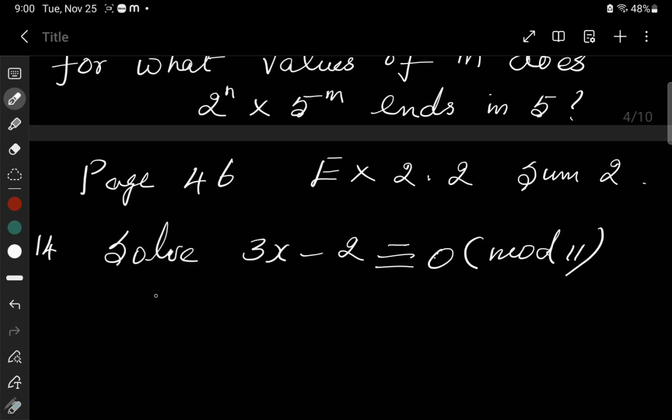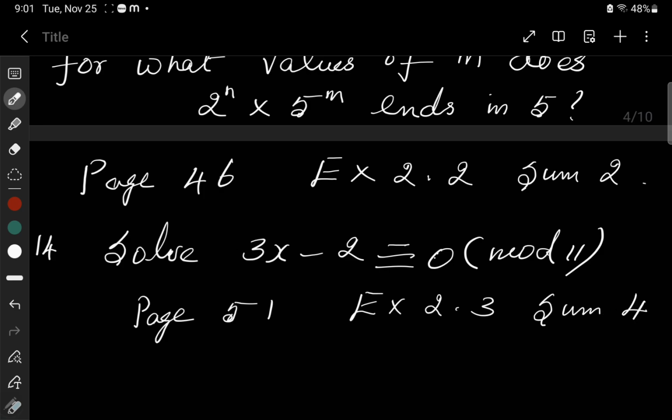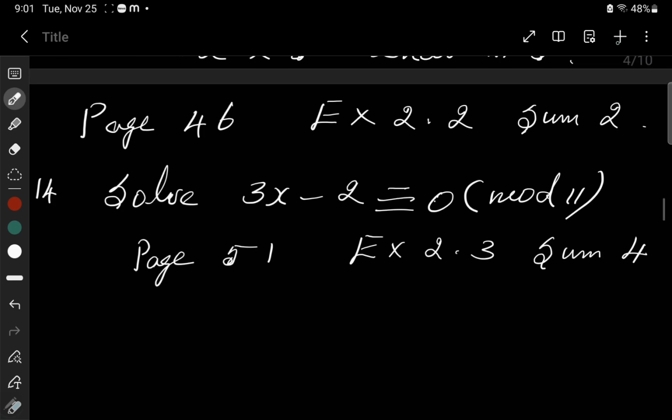See the 14th sum. Solve 3x minus 2 is congruent to 0 mod 11. See, this sum also is in page 51, exercise 2.3, and it is sum number 4. So you can watch this in the video.